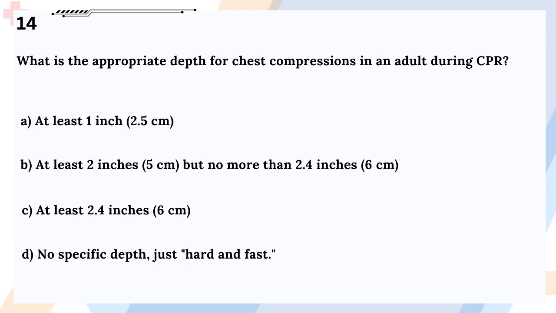Question 14. What is the appropriate depth for chest compressions in an adult during CPR? A. At least 1 inch, 2.5 centimeters. B. At least 2 inches, 5 centimeters, but no more than 2.4 inches, 6 centimeters. C. At least 2.4 inches, 6 centimeters. D. No specific depth, just hard and fast.